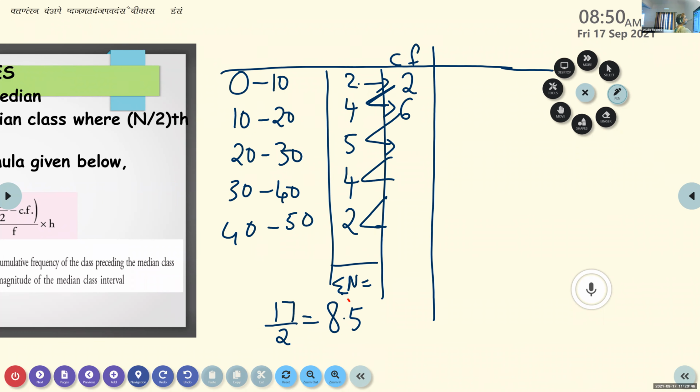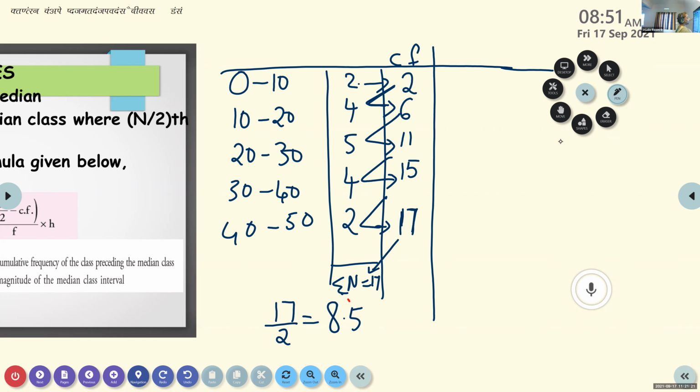Okay. So here, next, it is 11. Correct. So 6 plus 5, take it as 11. Next one, 11 plus 4, how much is it? 15, right? Next one, 15 plus 2, that is 17. I told you before also, the last number will be the same as the total number of the frequencies. Okay. So 17. Now you got the CF also.